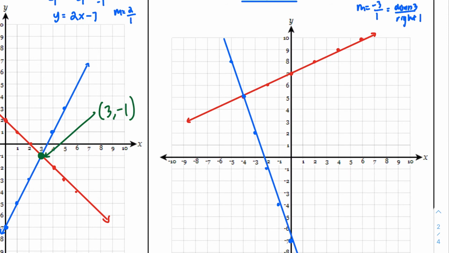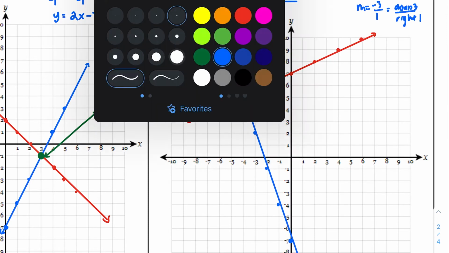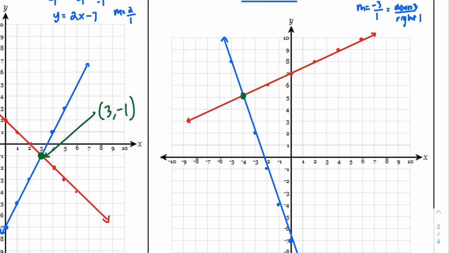Good. All right. Then obviously we can see we're going to cross at that point there. Okay. So we are going to cross at the point (-4, 5). Okay. So that is our answer. We have one solution that crosses right there.